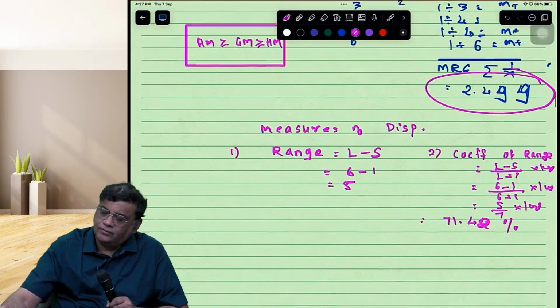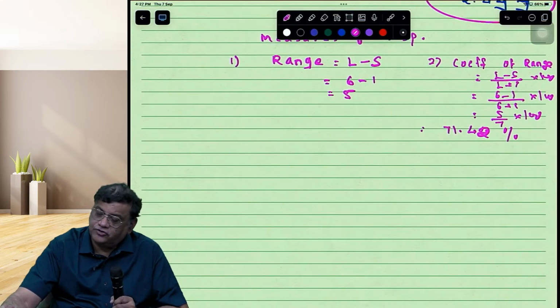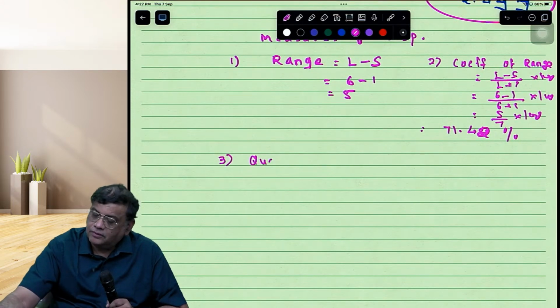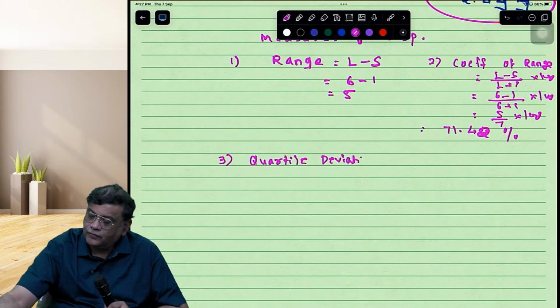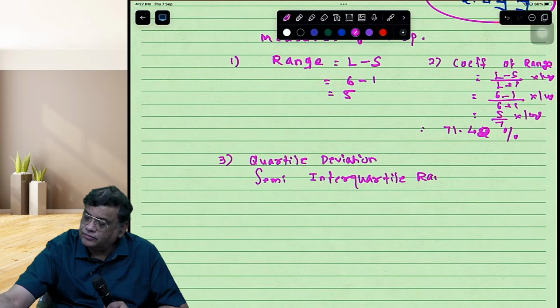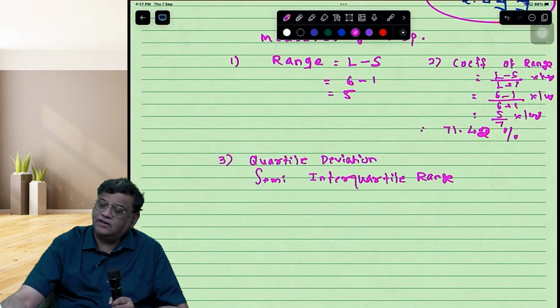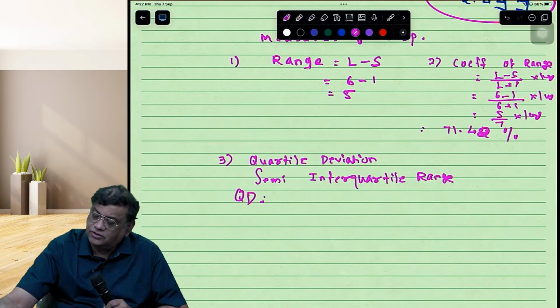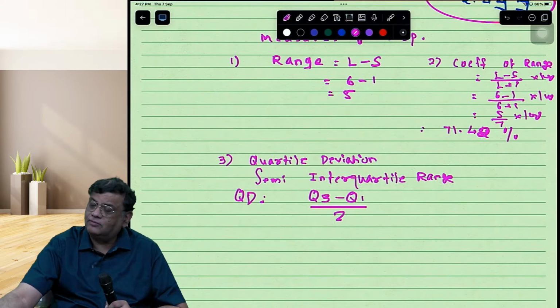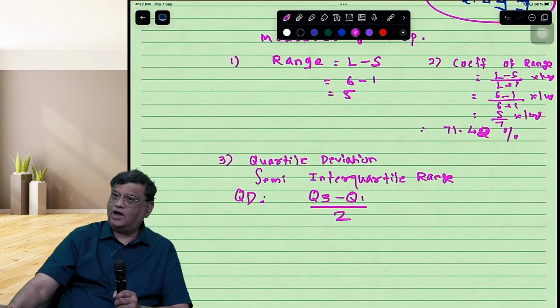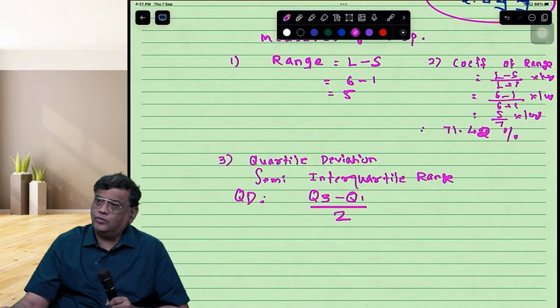Then the next measure of dispersion is quartile deviation. The next measure of dispersion is quartile deviation, that is also called, anybody? That is also called what? Semi inter quartile range. And that semi inter quartile range is a better word. So quartile deviation is Q3 minus Q1 over 2. सेमी का मतलब हाफ होता है ना? सेमी मतलब हाफ. तो Q3 माइनस Q1 ओवर 2.